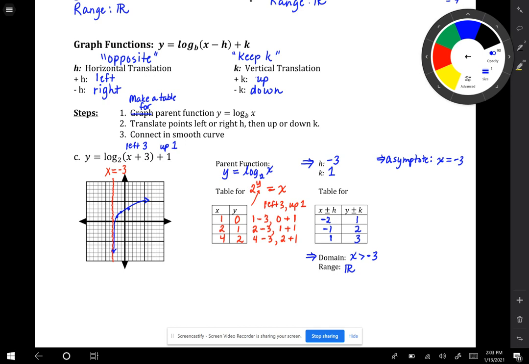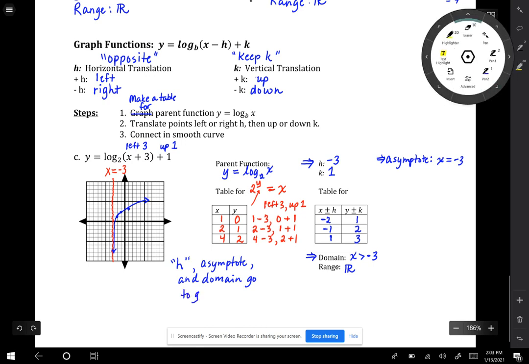And you know what? I think we will write that down here. Let's write down what goes together. So h, asymptote, and domain go together. Oops. In exponential functions, remember, k, asymptote, and range go together.